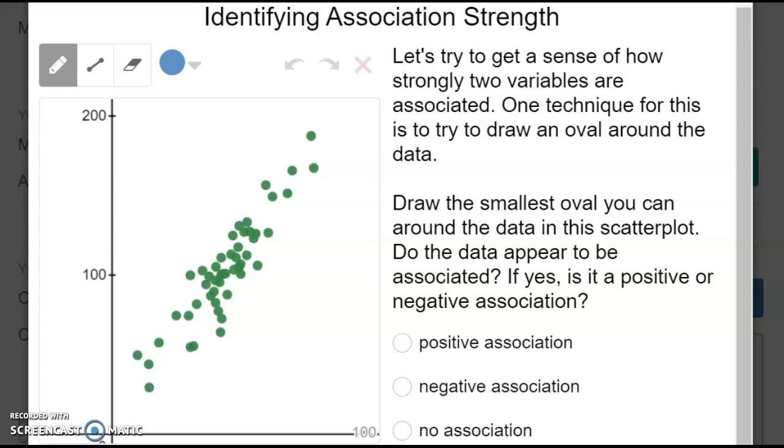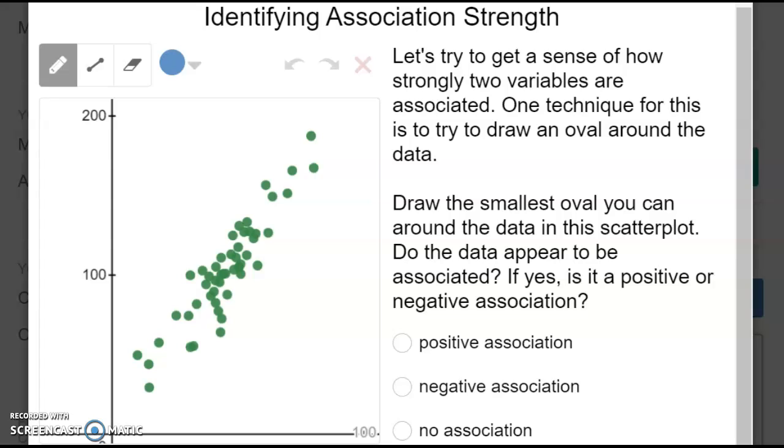One technique for this is to try to draw an oval around the data. All these green dots represent some data. Draw the smallest oval you can around the data in this scatter plot. Do the data appear to be associated? If yes, is it positive or negative association?